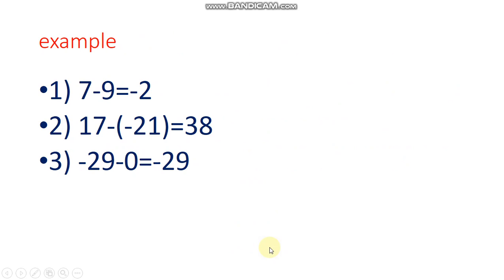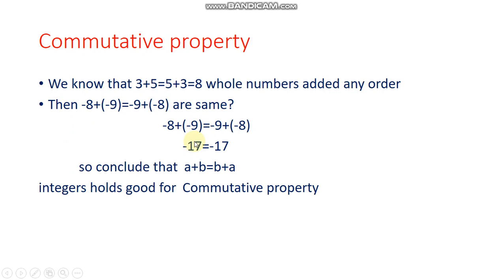For example, consider a is equal to 7, b is equal to 9. When we subtract, 7 minus 9 is equal to minus 2. Minus 2 is also an integer. Here 17 minus 21, the answer is minus 4. Next is the commutative property. We discussed closure property under addition and subtraction. In the case of integers, both addition and subtraction hold good for closure property.